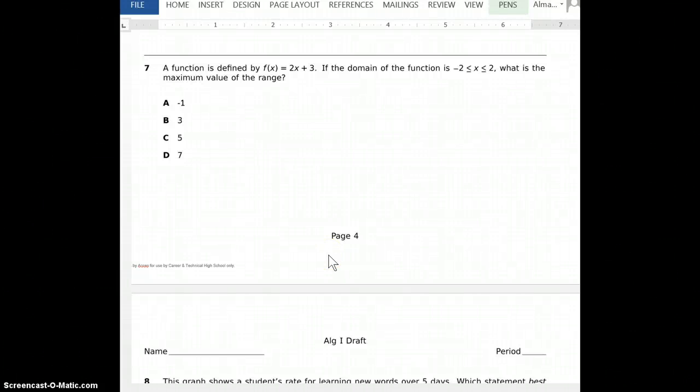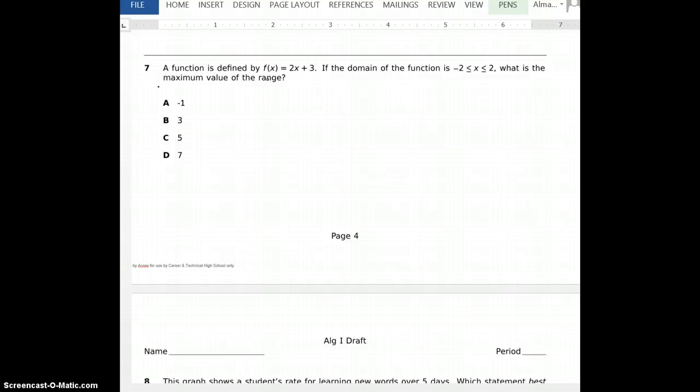Okay guys, so we're going to start by finishing up our test 1 review. And we're going to start with problem number 7. A function is defined by f of x equals 2x plus 3. If the domain of this function is from -2 to 2, what is the maximum value of the range?